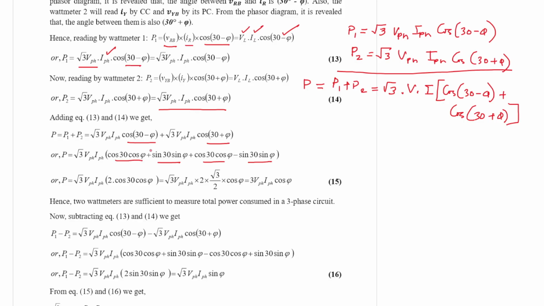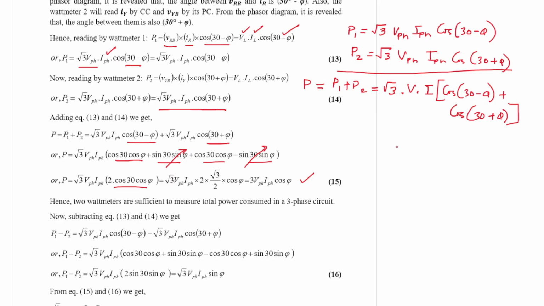So if you solve this equation, it will become root 3 V phase I phase, or root 3 VI. Now this sin term, sin 30 sin phi, will get cancelled. So it will become 2 cos 30 cos phi. If you solve this, the total power is 3 VI cos phi, that is 3 V phase into I phase cos phi.